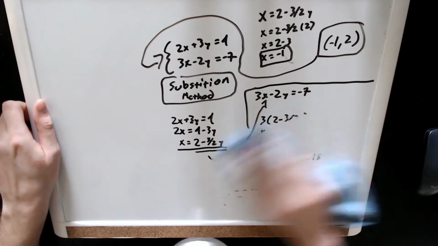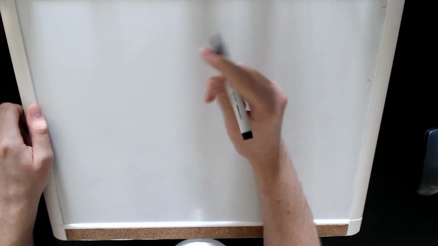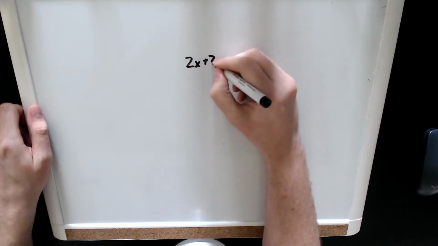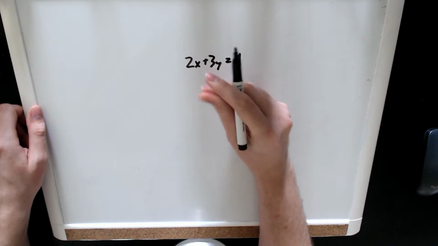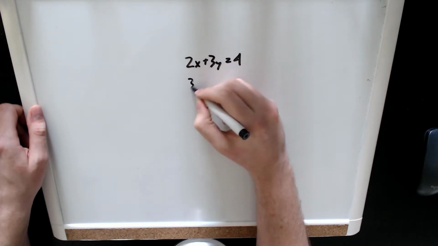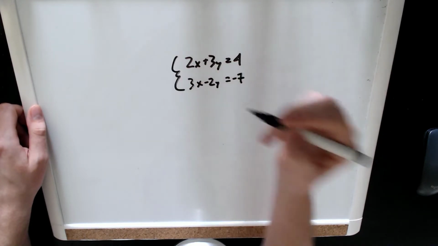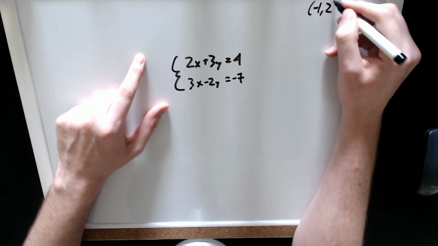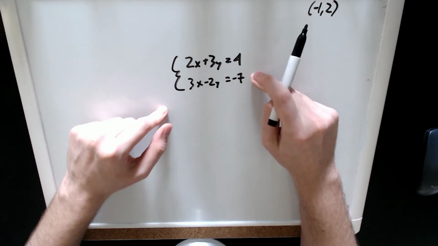There's another method that you can use. We're going to erase all this and go back to our original system of equations: 2x plus 3y equals 4, and 3x minus 2y equals negative 7. This is our original system of equations, right? We figured out by substitution that the solution is negative 1, 2. The point at which these two intersect is negative 1, 2.